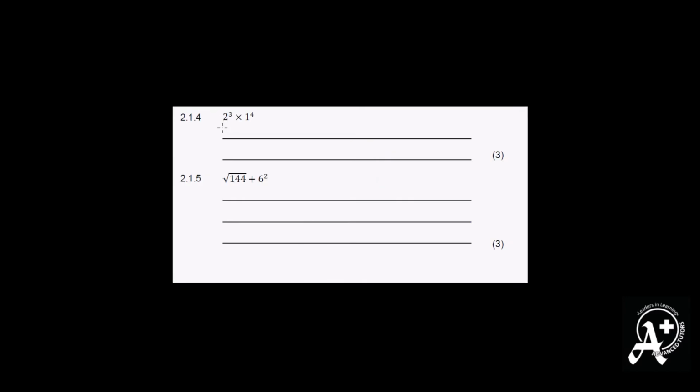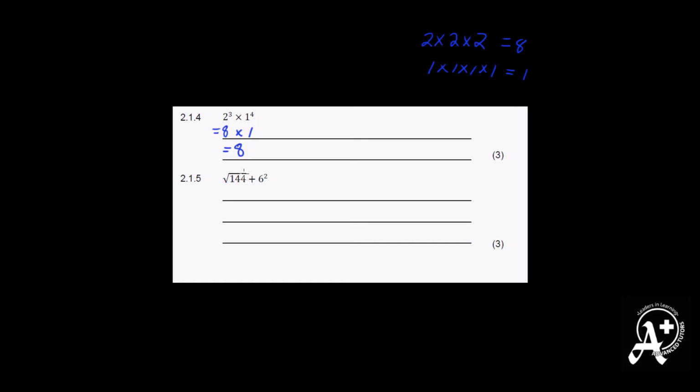In 2.1.4 we are given 2 cubed, so 2 to the power of 3 times 1 to the power of 4. So we know that 2 cubed can be written as, and I'm just going to write it here at the top, the same as saying 2 times 2 times 2. And this is simply 2 times 2 is 4, times another 2 will be 8. So we've got 2 to the power of 3 is the same as saying 8. And 1 to the power of 4 is simply the same as saying 1 times 1 times 1 times 1, which we know will just remain 1. So we've got 8 times 1, which will remain 8.